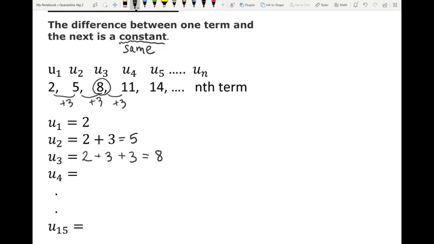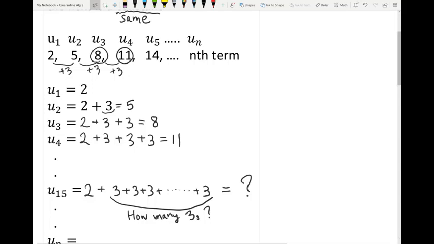Let's try one more time. 11. How do you get 11? Well, again, you have a first term, which is 2. And then you add 3. That's the third term. And then you add another 3. You get the fourth term, which is 11. Now I'm hoping that you are starting to see the pattern here.